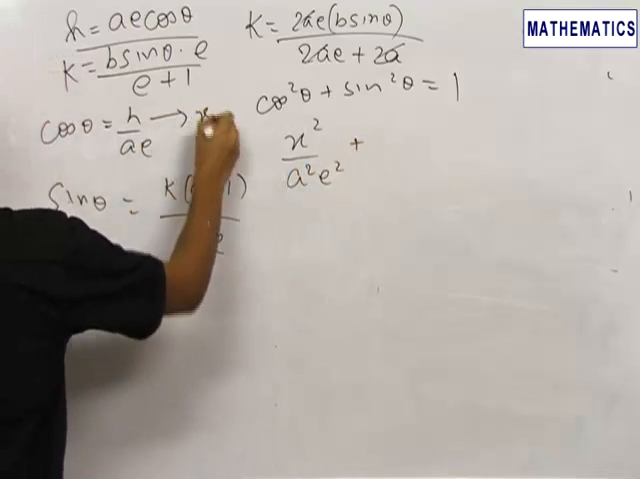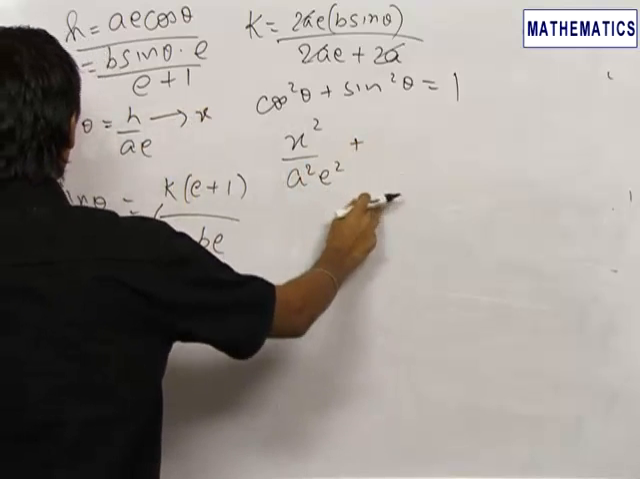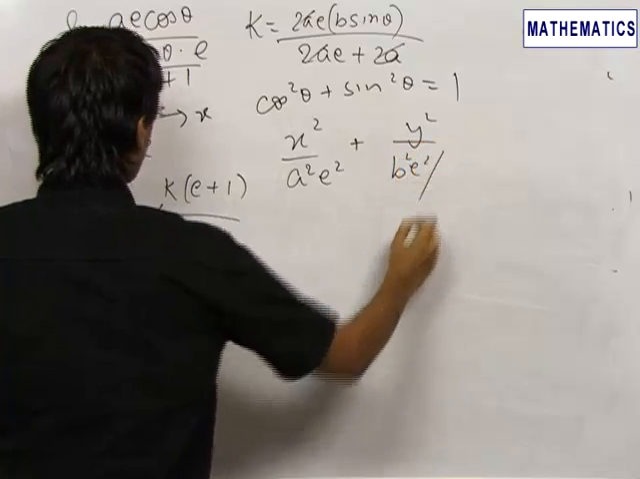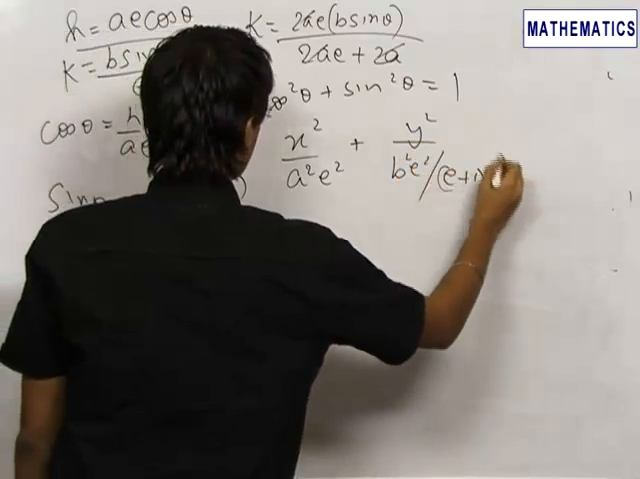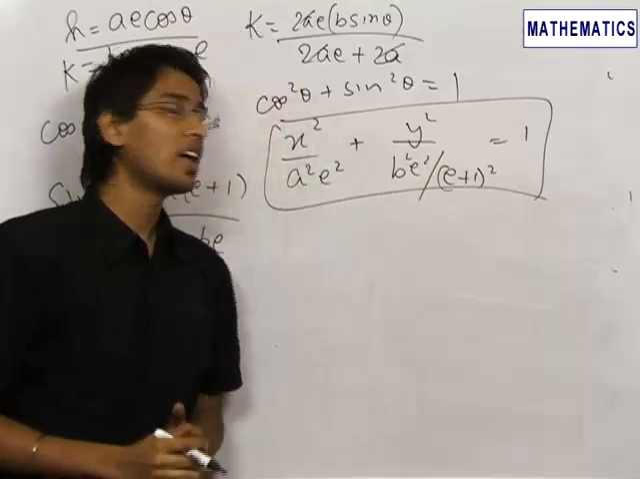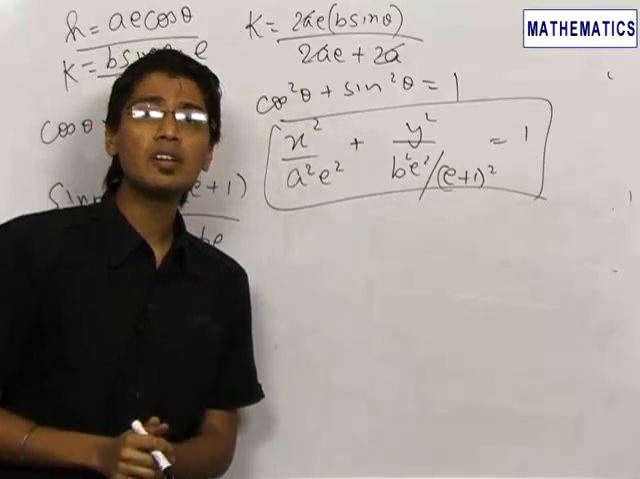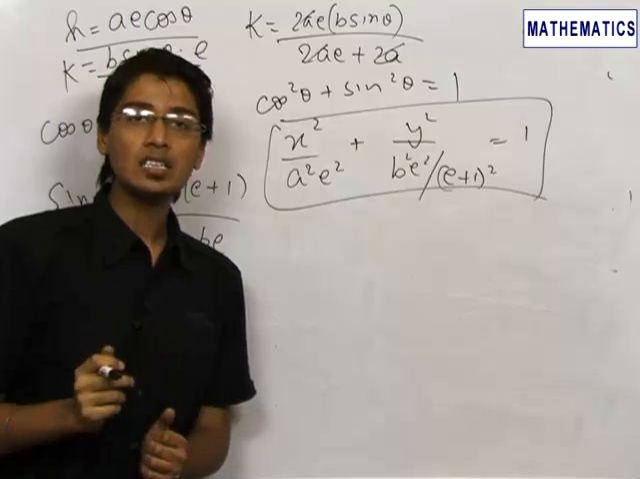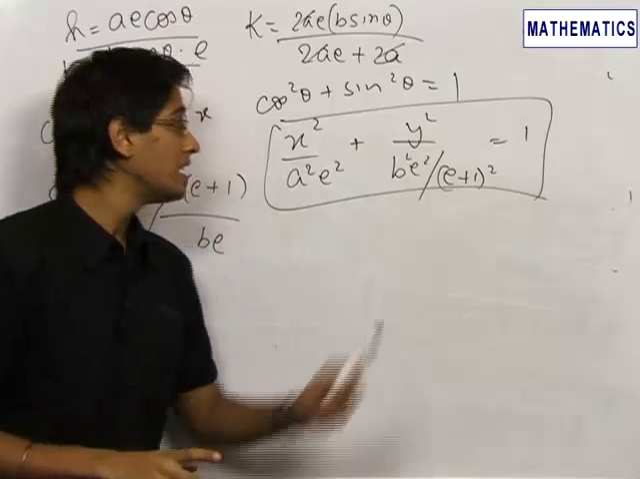Putting h as x and k as y, the locus becomes x square by a square e square plus y square upon b square e square upon (e plus 1) whole square is equal to 1, which is the equation of the ellipse. Hence we have proved that the locus of the incenter of the triangle formed by the vertex P, any general point S1 and S, which are the two foci of the ellipse x square by a square plus y square by b square equal to 1, is an ellipse.